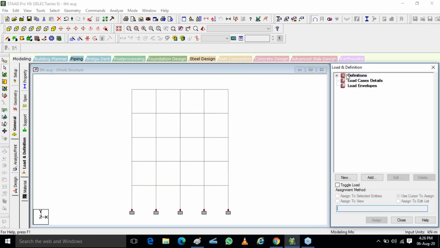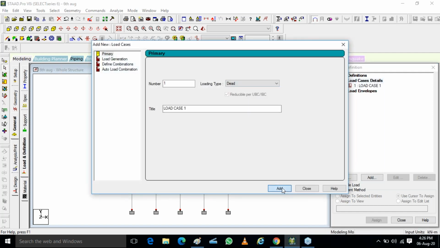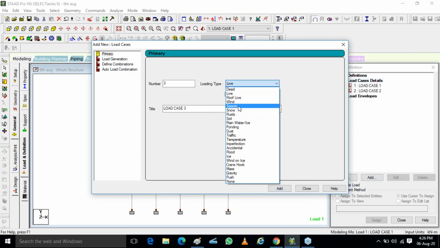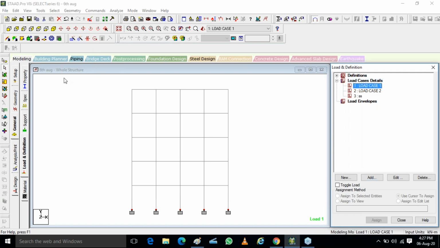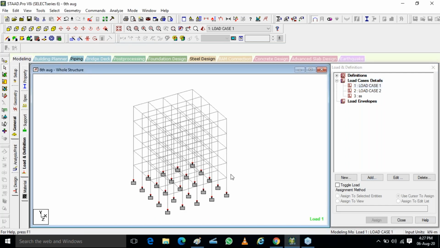Now I'll go back to load and cases again. In the previous class, I told you to define the seismic load first in any case. But in response spectrum, this is not the case. Response spectrum is a dynamic analysis, so you can define it afterwards also. So first, I'll define dead load. Then I'll define live load. And then I'll define seismic load. On the basis of these 3 loads, we are going to provide the loading on my building. So I'll go for the first, which is dead load.